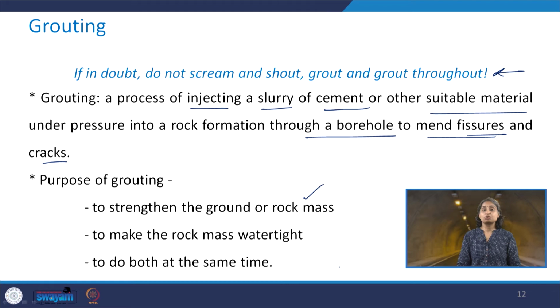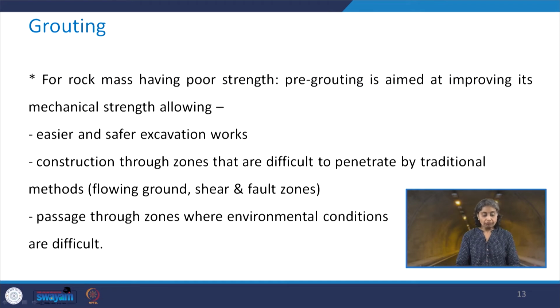The second one is to make the rock mass watertight, or sometimes both these purposes are fulfilled in some applications. So the third point is to do both at the same time. Now for the rock mass having poor strength, pre-grouting is aimed at improving its mechanical strength. What do we mean by pre-grouting? It means that before the excavation, we first grout the rock mass which has poor strength.